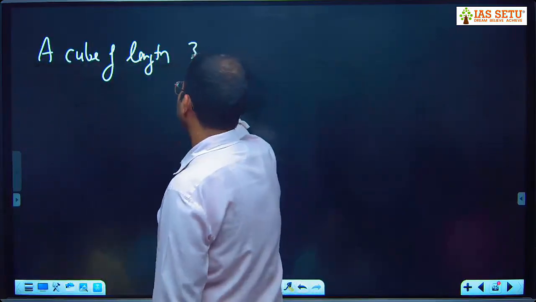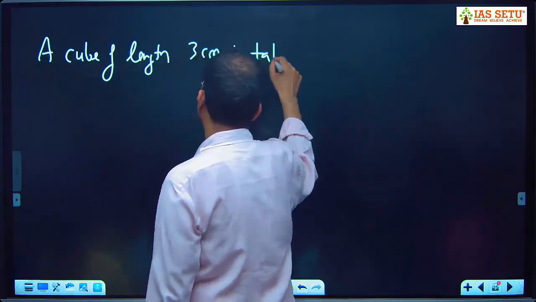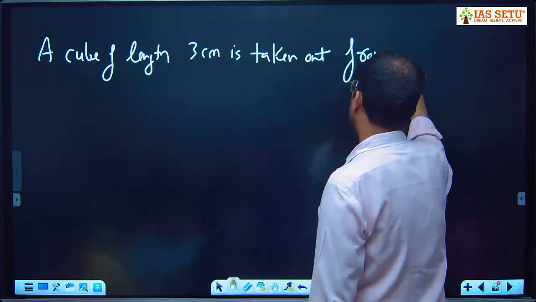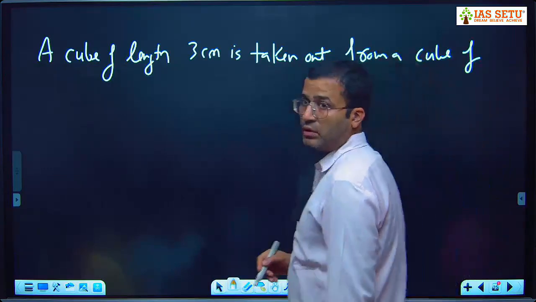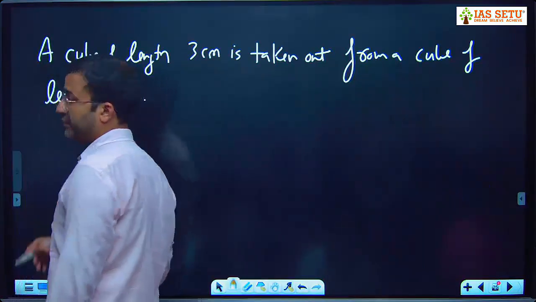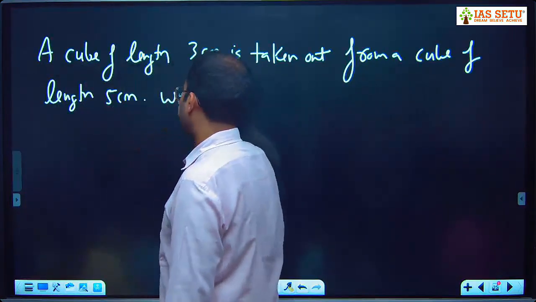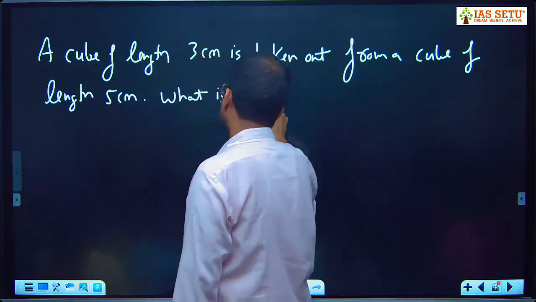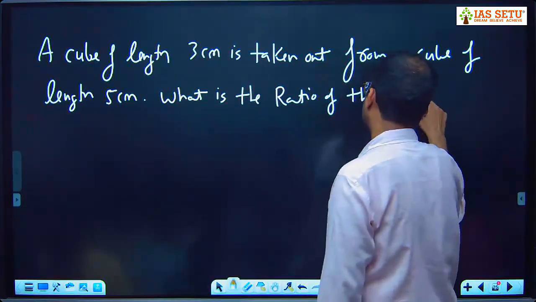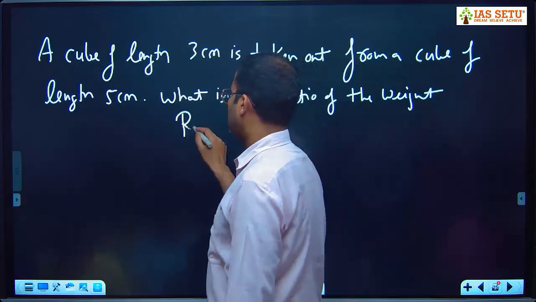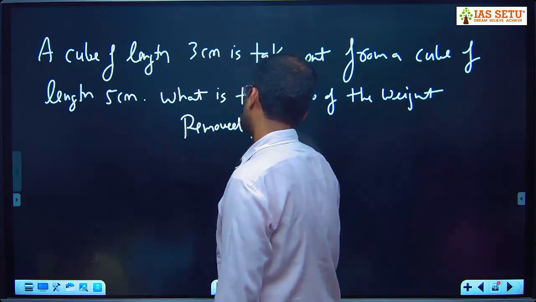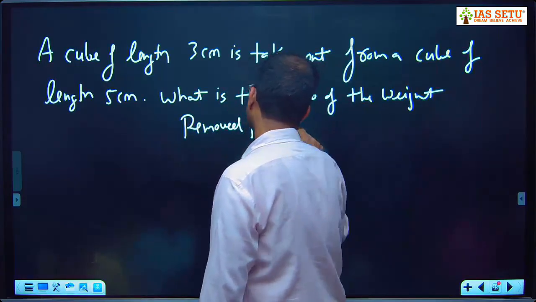A cube of length 3 centimeter is taken out from a cube of length 5 centimeter. What is the ratio of the weight of removed portion is to remaining portion?